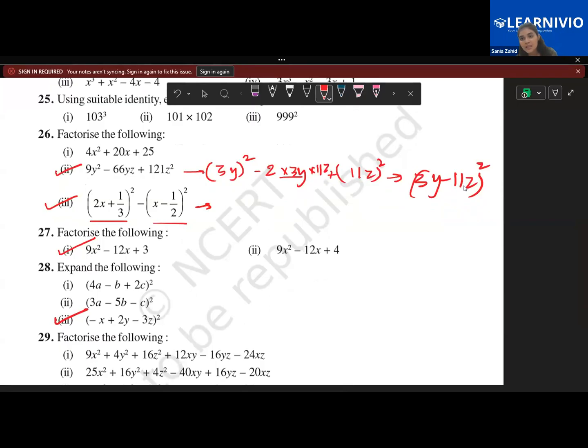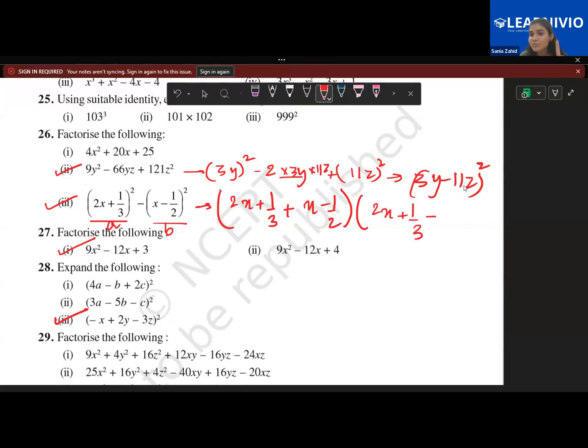Simplify both the steps and then solve it. But I prefer you use a square minus b square. That's much easier. So a square minus b square, this part becomes a and this part becomes b. So it is opened up as (a plus b)(a minus b). So a is this part plus b, b is this part in a bracket. And a minus b, so a is again 2x plus 1 by 3 and minus b.